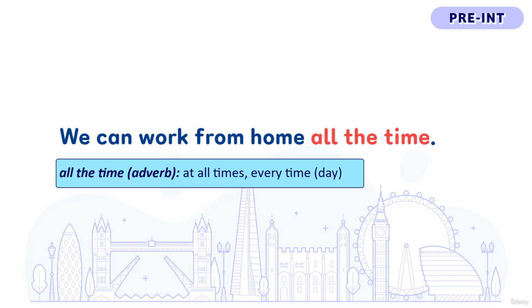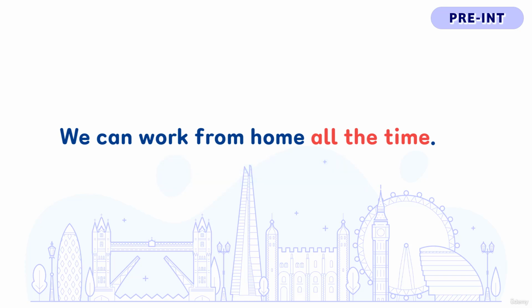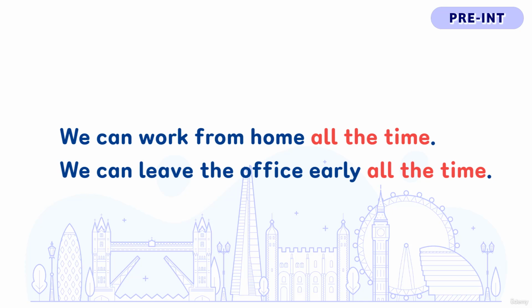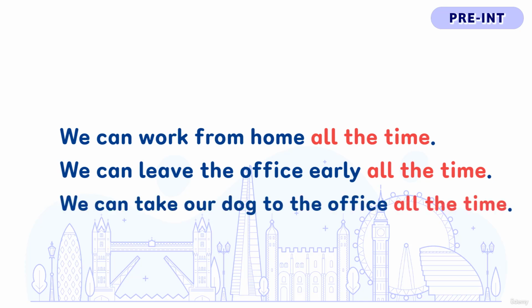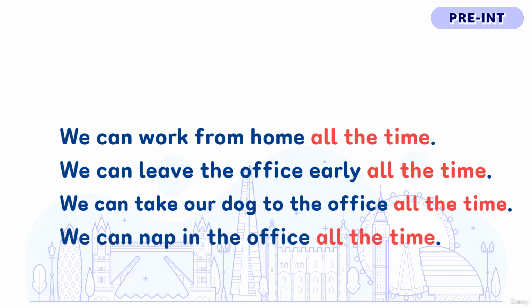So this sentence means that the person is allowed to work from home every day of the week, 7 days a week, if the person wants to work on weekends. Let's take a look at a few more example sentences. We can leave the office early all the time. We can take our dog to the office all the time. We can nap in the office all the time.